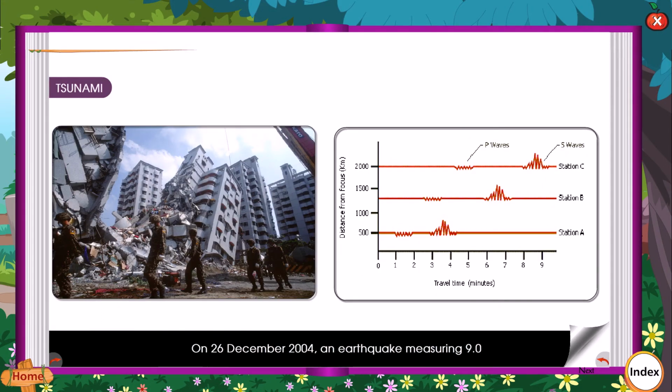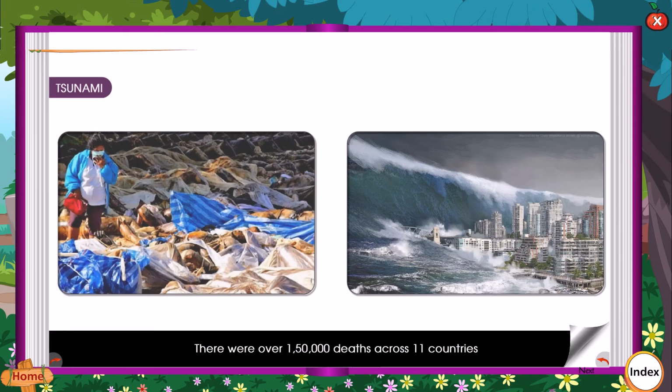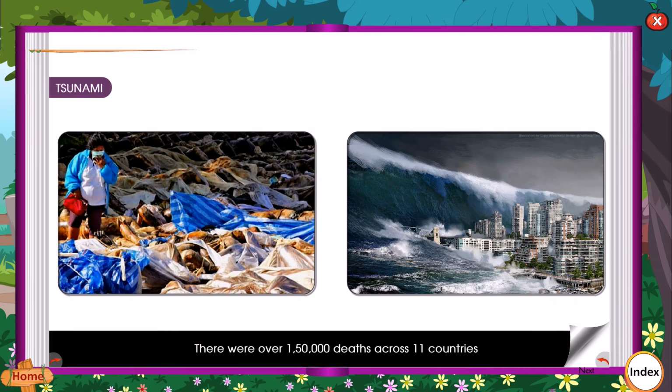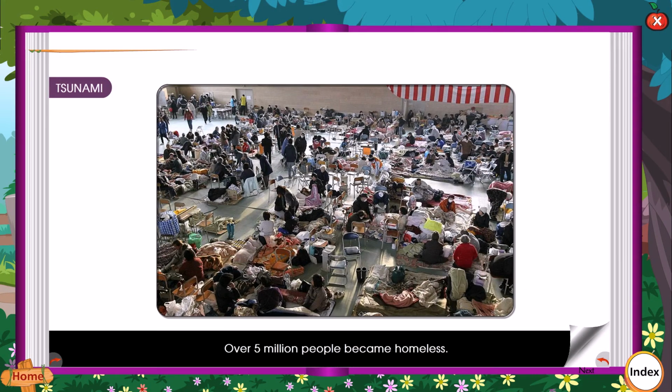On 26 December 2004, an earthquake measuring 9.0 on the Richter scale hit the coast of Indonesia. It triggered a massive tsunami that resulted in widespread death and destruction across South Asia. There were over 150,000 deaths across 11 countries, including Indonesia, Sri Lanka, India, and Thailand. Over 5 million people became homeless.